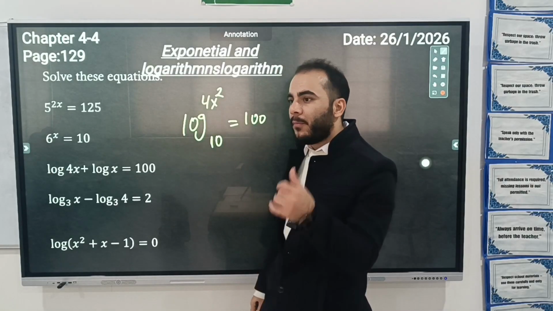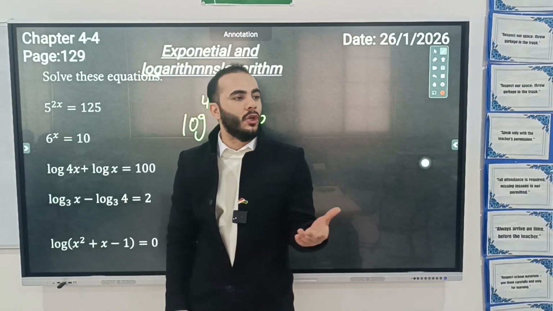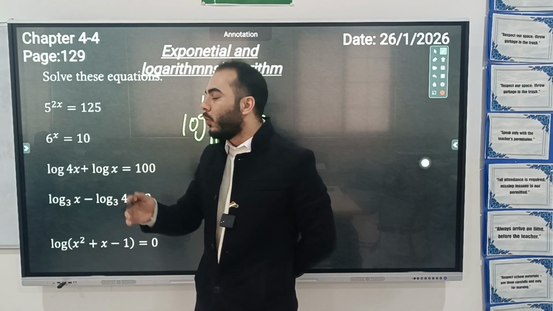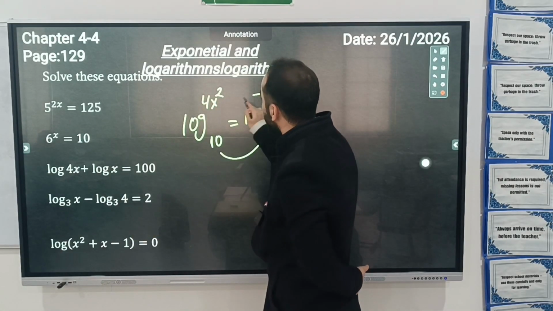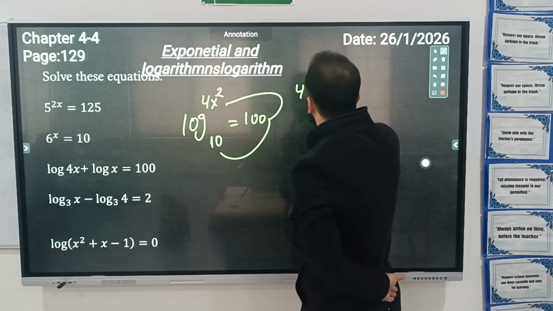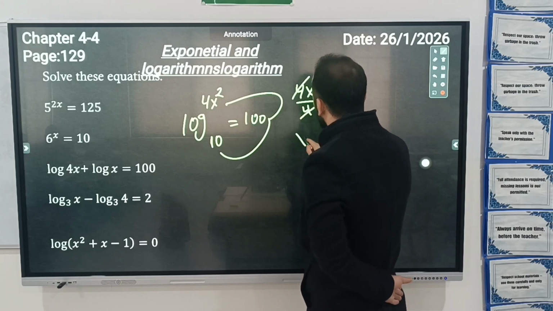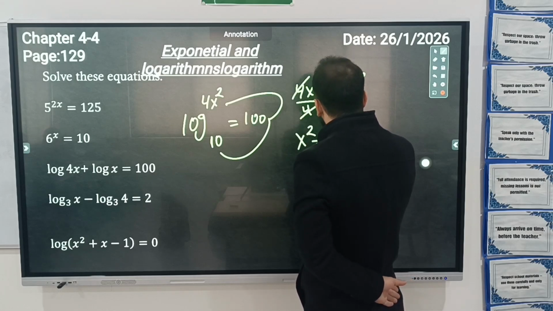So equals 100. Remember the common rule that we use. We call it the right hand rule. Use it. 10 powered by 100 equals this. So 4x squared equals 10 powered by 100. Divide both sides by 4. What will remain? x squared equals 10 powered by 100 divided by 4.